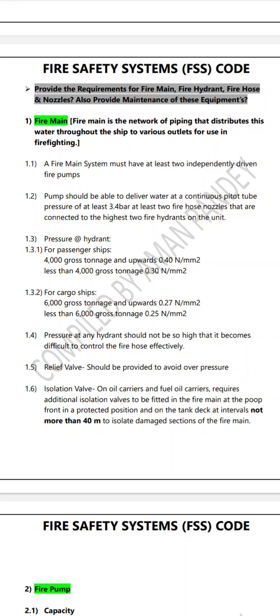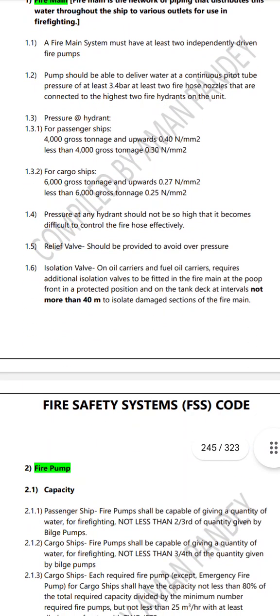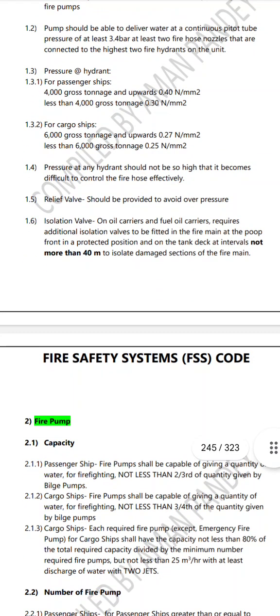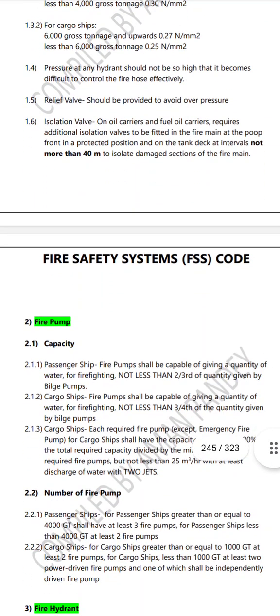Pump should be able to deliver water at a continuous pitot tube pressure of at least 3.4 bar at least 2 fire nozzles that are connected to the highest 2 fire hydrants on the side. Pressure at any hydrant should not be so high that it becomes difficult to control the fire hose effectively. Relief valve should be provided to avoid overpressure.